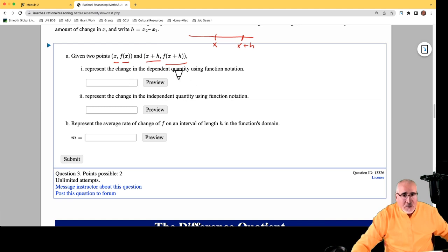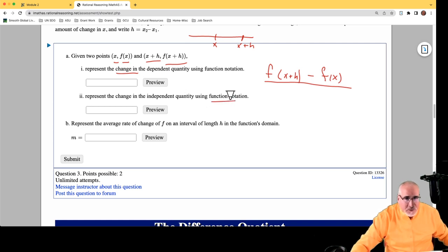So the amount of change is the two y values subtracted. We'll go with y2, which is f of x plus h. And then we subtract the other y value, which is just f of x. So that's this first part, and this is using function notation. That's kind of what I've done. And then we represent the average rate of change.